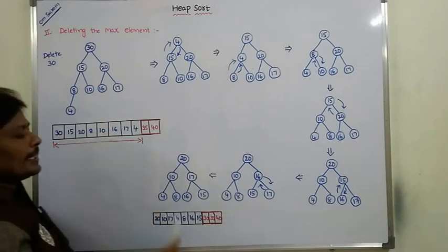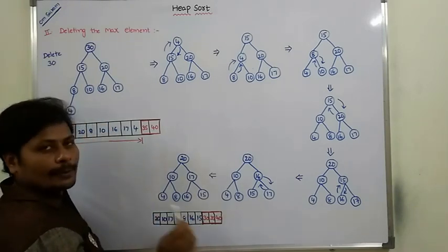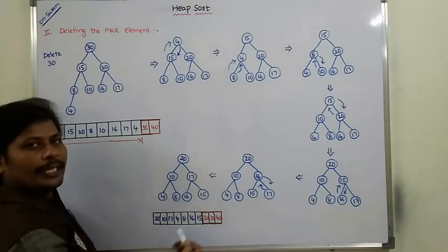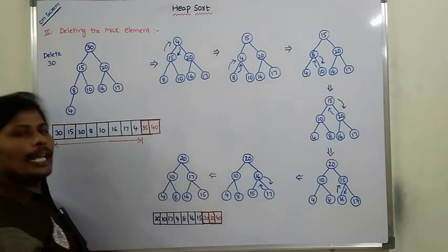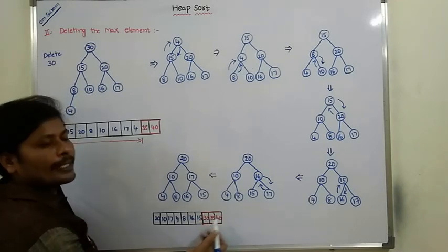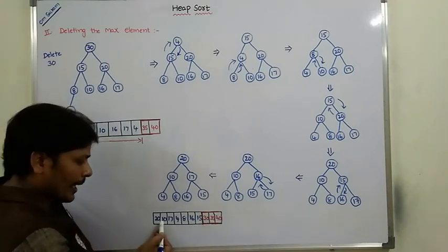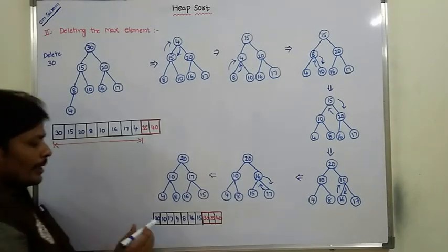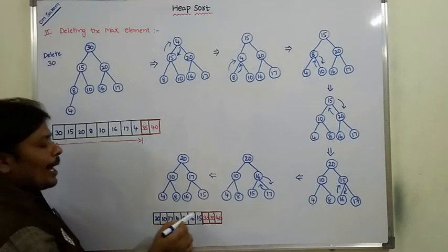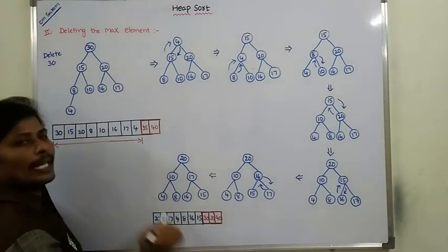Now the deleted 30 can be placed in this place. So the first deleted element is 40, next deleted element is 35, next deleted element is 30. 30, 35, 40 are all in sorted order. But the remaining elements are not in sorted order. Now we have to consider these elements and sort them.